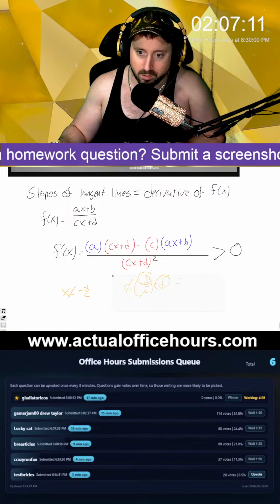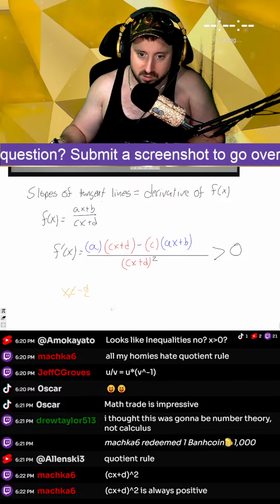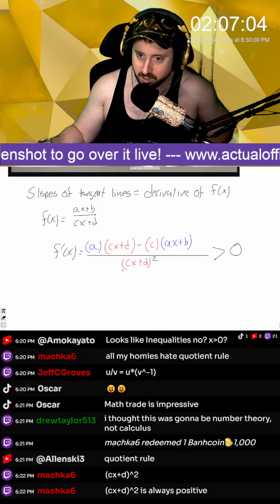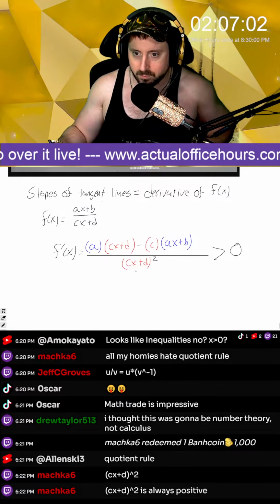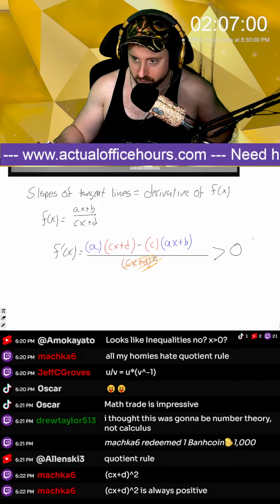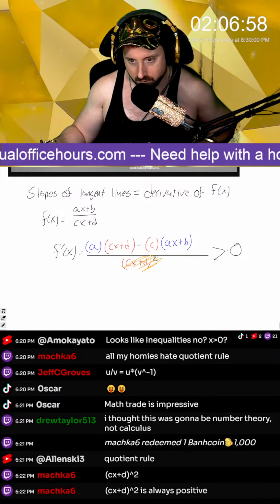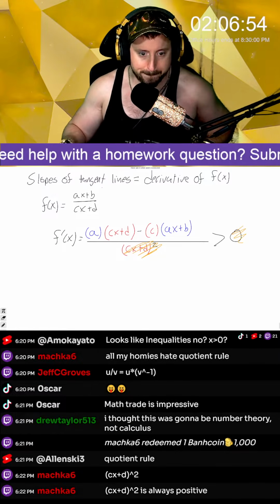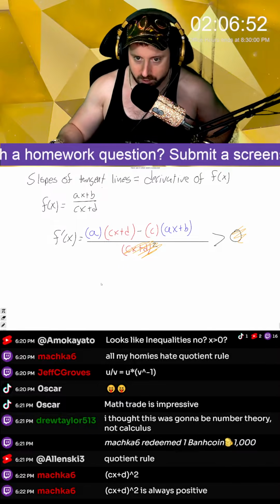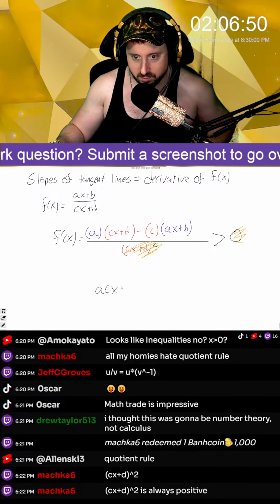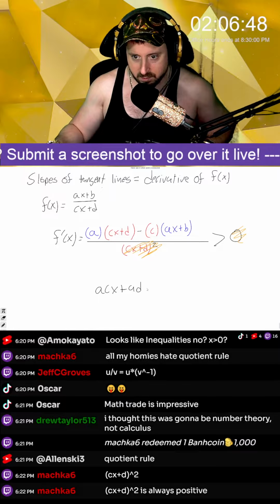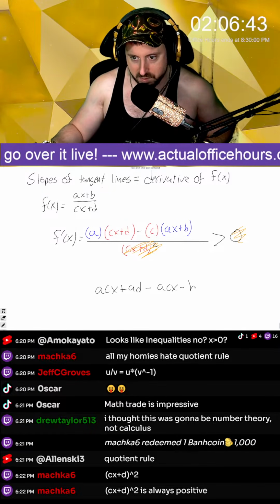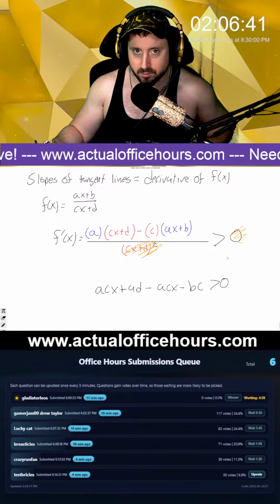So the one case where there's a discontinuity is already excluded from what x is. Yeah, so we can get rid of this because we can just multiply this on both sides, right? Zeros just eat things. So that goes away. All right, now we're left with, let's distribute in. So I have ACX plus AD minus ACX minus BC has to be greater than 0, right?